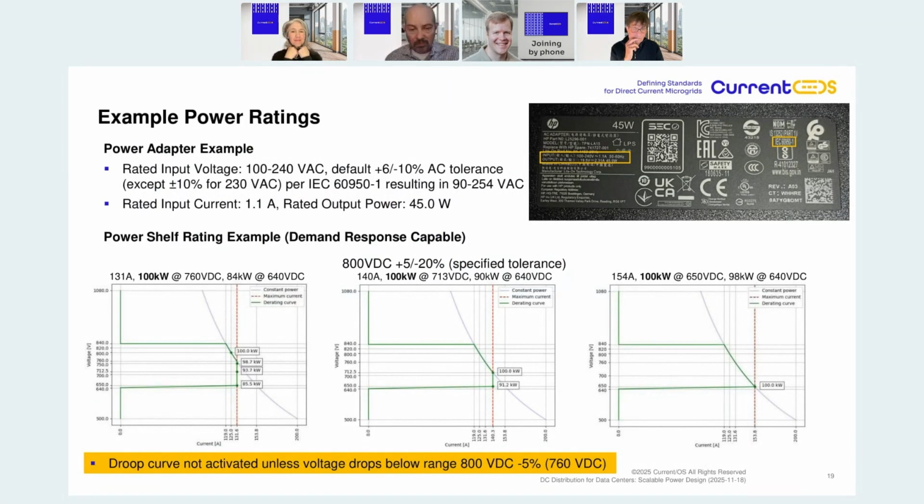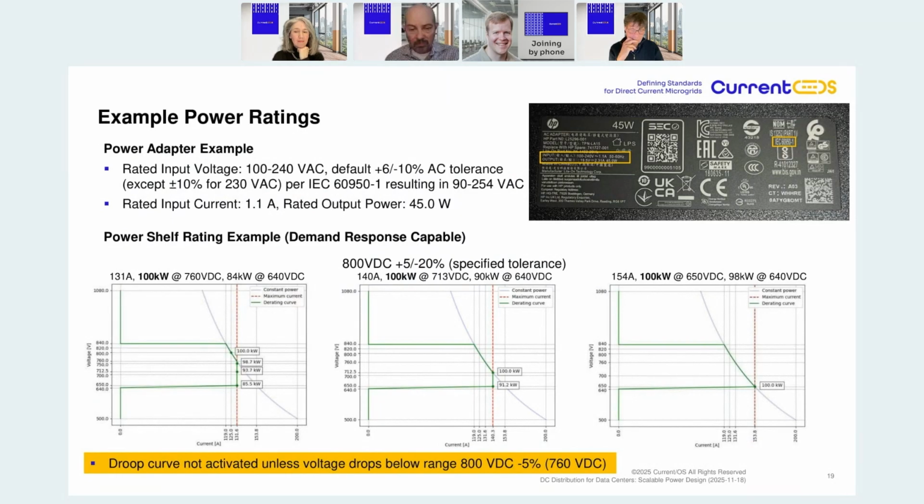So here you have an example of a power supply. And this particular power supply has a voltage rating of 100 to 240 volts. And it does not show on the actual label, but it does show the particular standard, IEC 60950-1. Applying that standard gives you a slightly wider operational range of 90 to 254 volts.